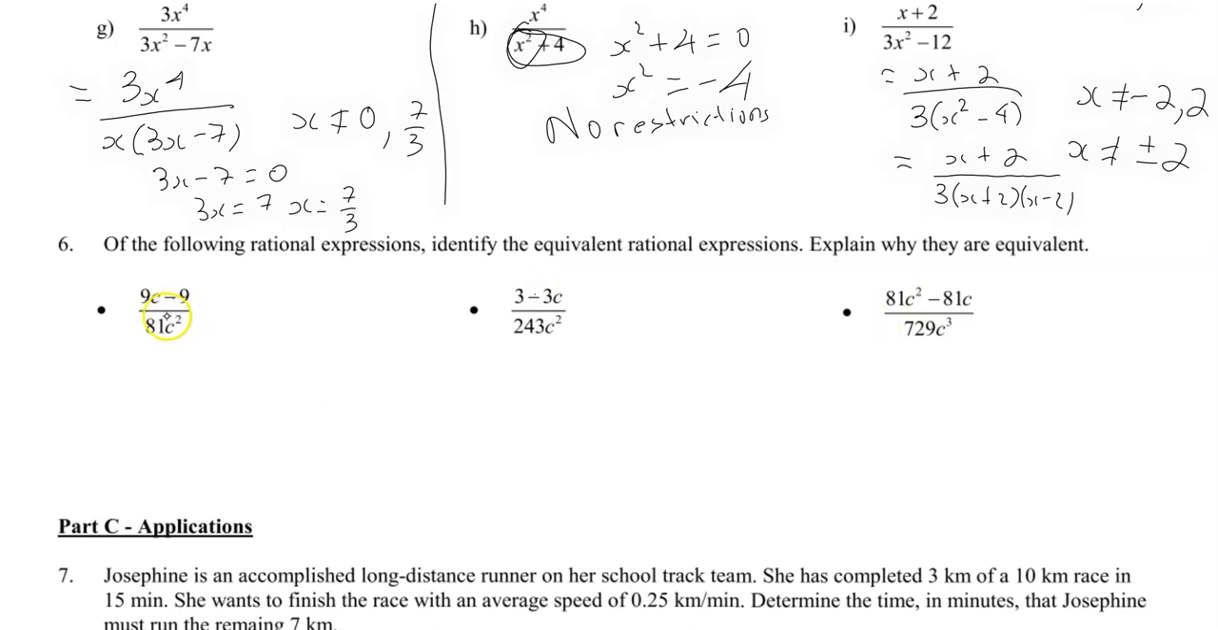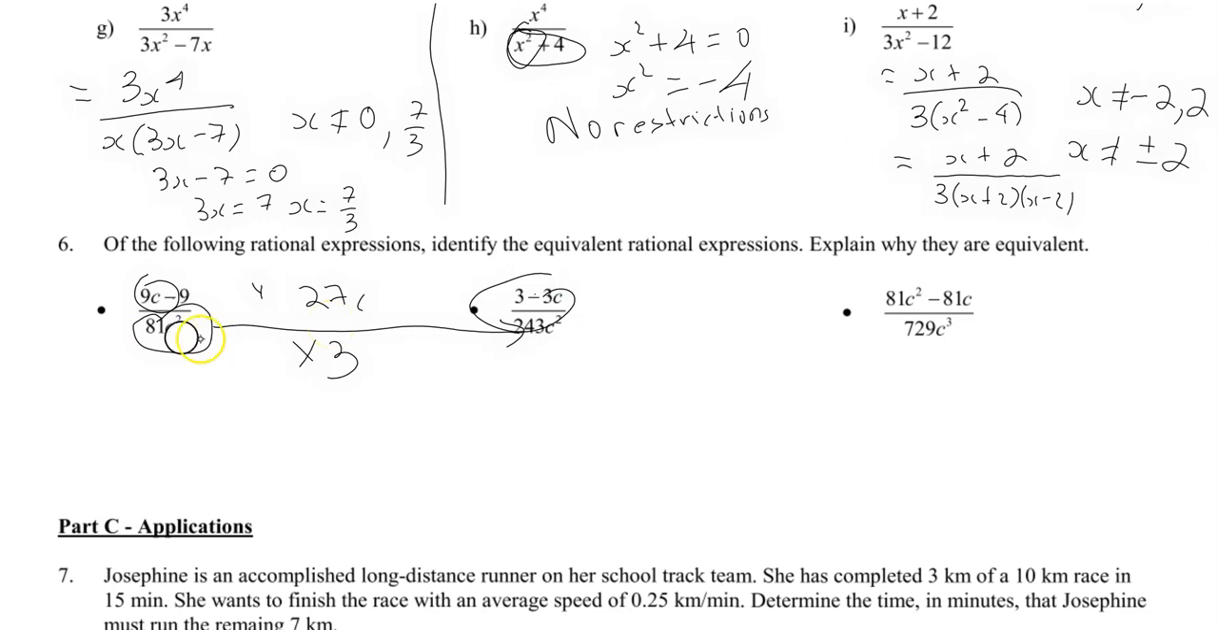So one way to look at this is I might say, how can I make 81c squared into 243c squared? You know what? You could multiply by 3. 81 times 3 gives me 243. If I multiply this by 3, I'm going to get 27c. So these two guys are not equivalent.